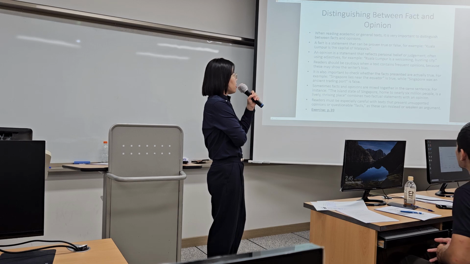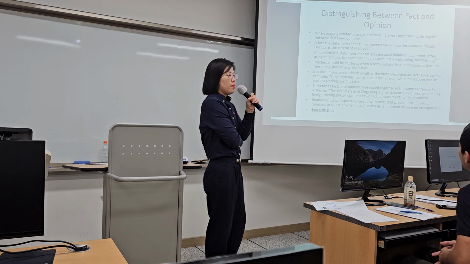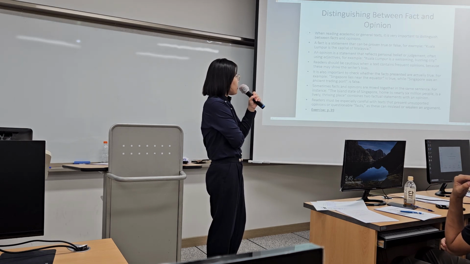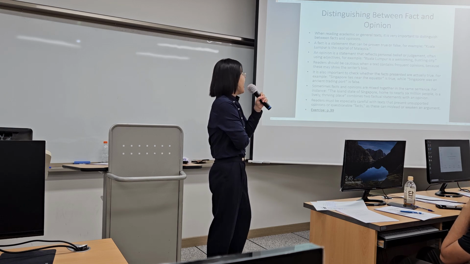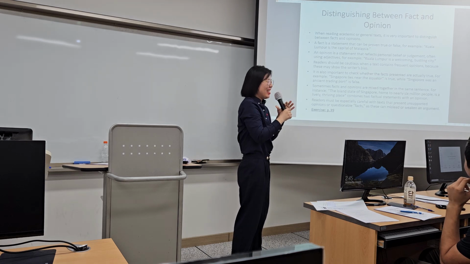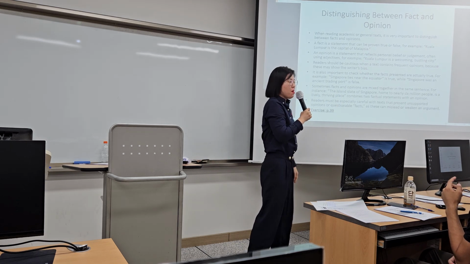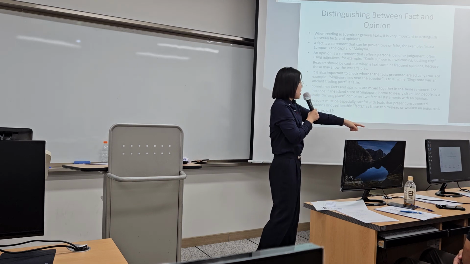The island state of Singapore, home to nearly 6 million people, is a lively, thriving place. What is fact here? Lively, thriving place is a fact? Kuala Lumpur is the capital of Malaysia. We're reading this sentence. In this sentence, what is fact? This sentence. The island. Exactly.